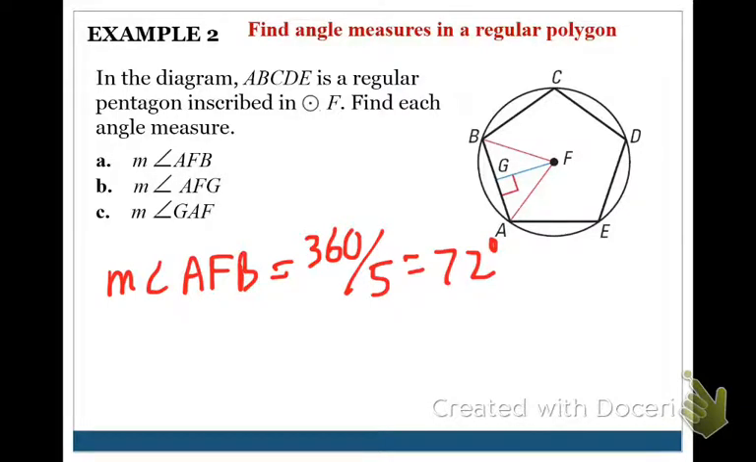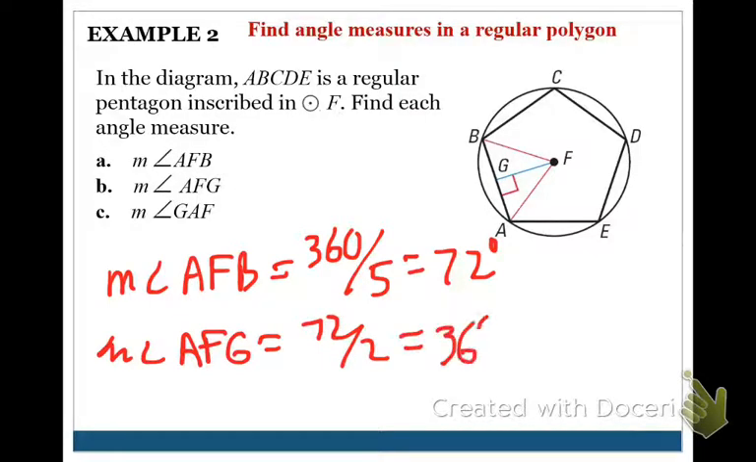What about AFG? What would AFG be? Somebody say it? Yeah, it's 36 because this apothem divides the triangle in half. So that would be 72 divided by 2, or 36 degrees. Okay, the measure of angle GAF.